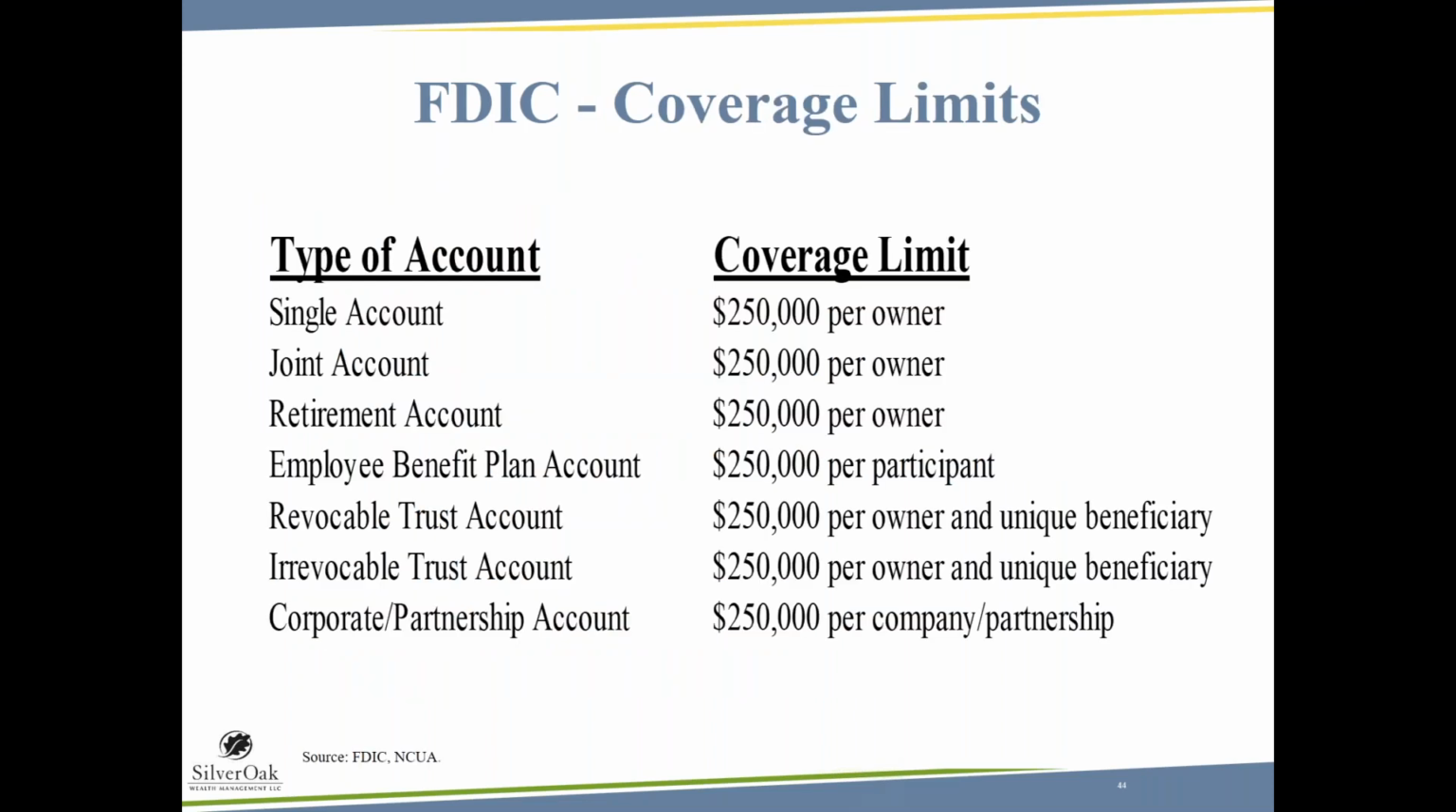So what are the limits on coverage? Because over the years, this has changed. It's generally thought that it's $250,000 per owner. So single account, one owner, 250. Now with the joint account, there's two owners, so it's still 250 per owner, or in this case 500. Retirement accounts, 250,000. Employee benefit plan accounts, 250.